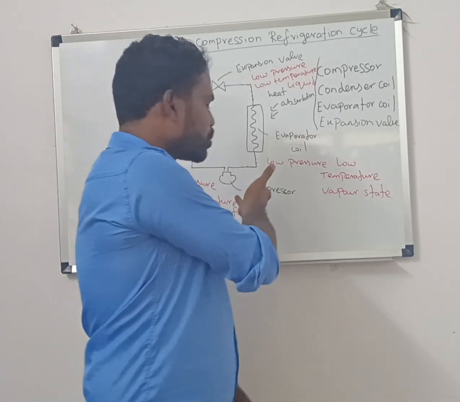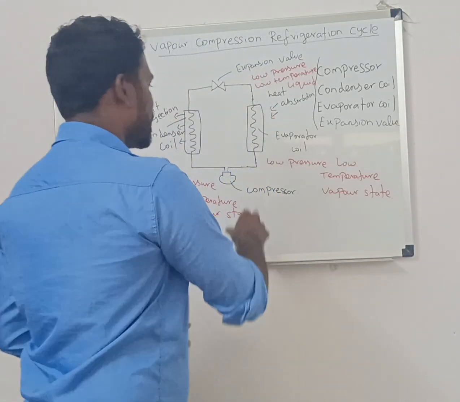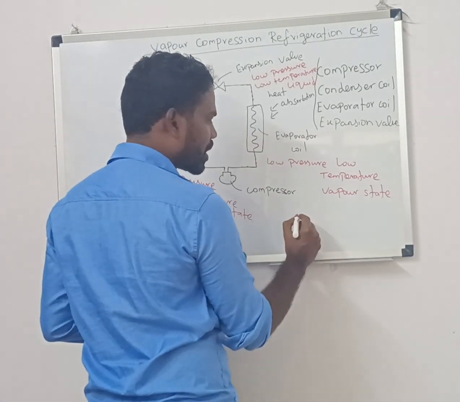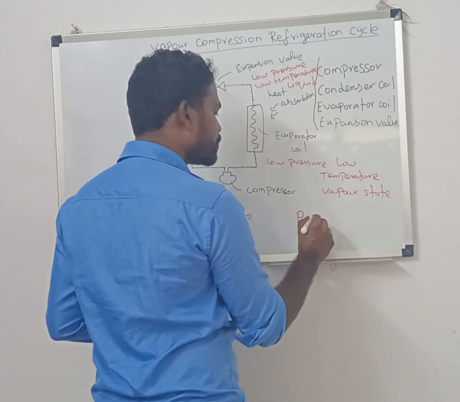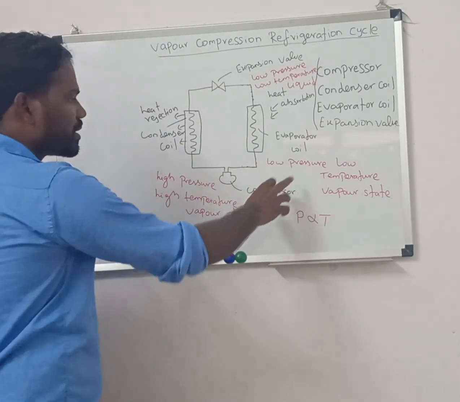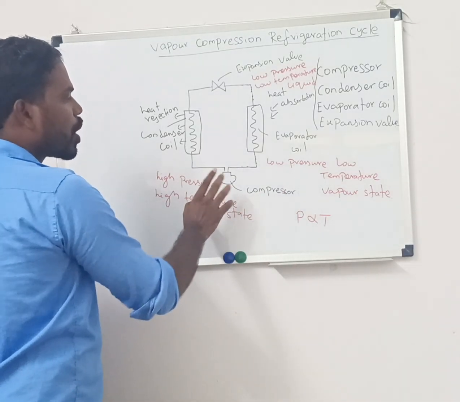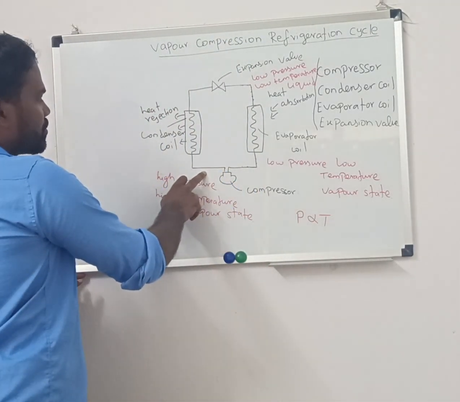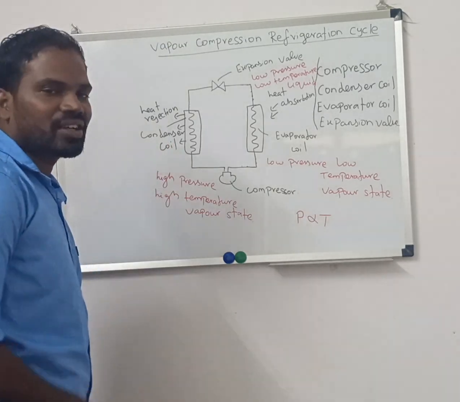We already know about the compressor. The compressor helps to increase the pressure of the vapor. Here we have to note one thing: the compressor only increases the pressure of the refrigerant, and as the pressure increases, the temperature automatically increases too, by the output power of the compressor. And then the high pressure, high temperature vapor will enter into the condenser coil.